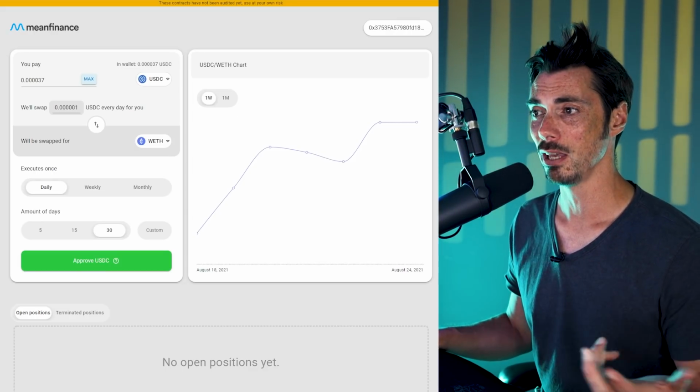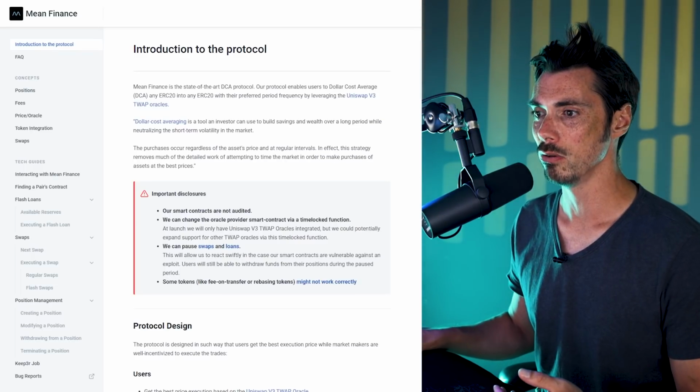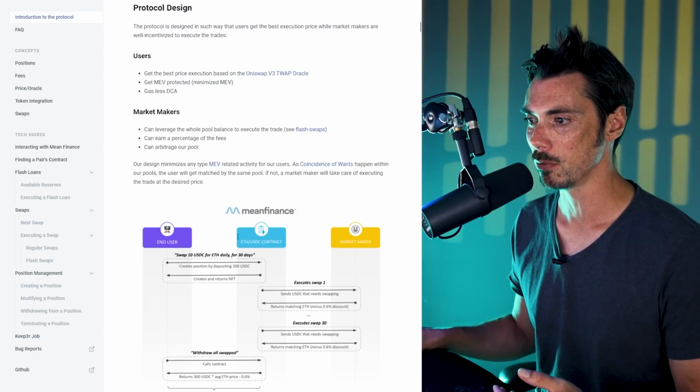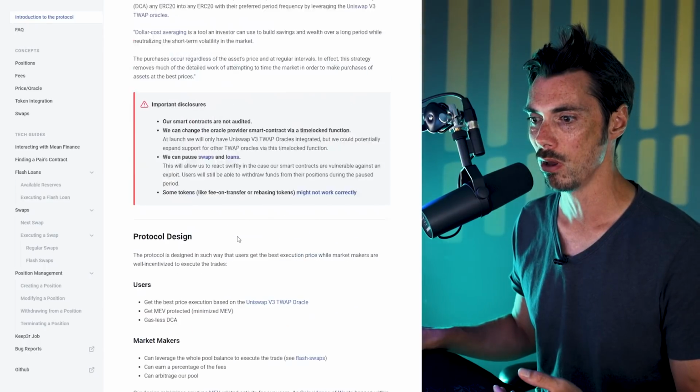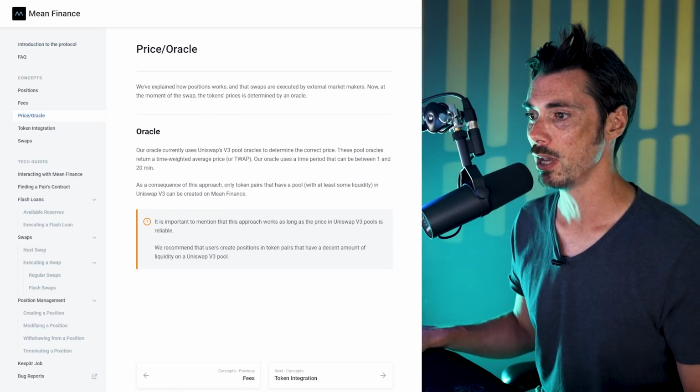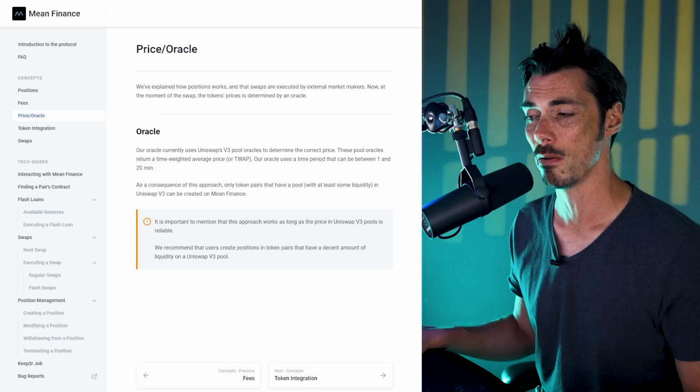Now, obviously what you're thinking here is, well, how do they figure out the price? So you can go onto the Mean Finance documentation, and there's a decent amount of documentation here. I would like to see a bit more information fleshed out, particularly on the swapping section, but we'll get to that in a second. But if we go down to the price oracle, they're using the time-weighted average price from Uniswap's V3 pool oracles. Now, of course, these swaps are being done using Mean Finance's own liquidity pools. They're not being done on Uniswap, but they're using the same time-weighted average price oracles. So the price on Uniswap should be the same as it is on Mean Finance, more or less. But if it isn't, obviously that's an arbitrage opportunity.